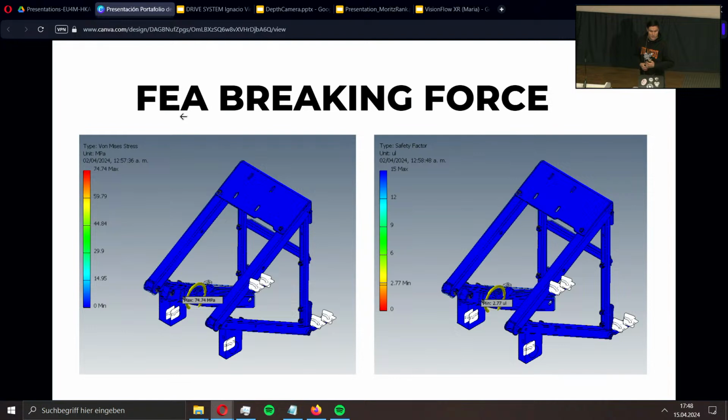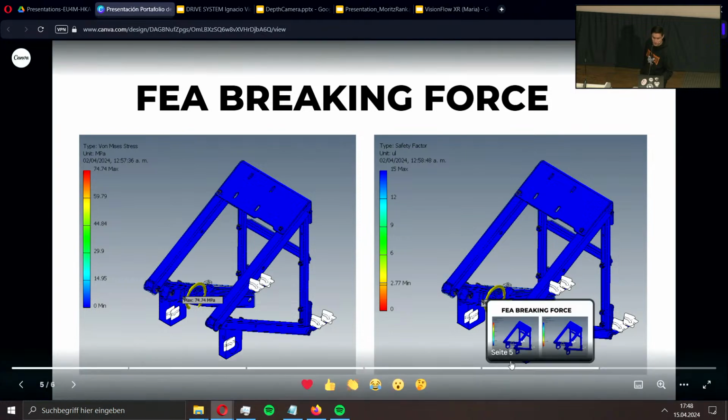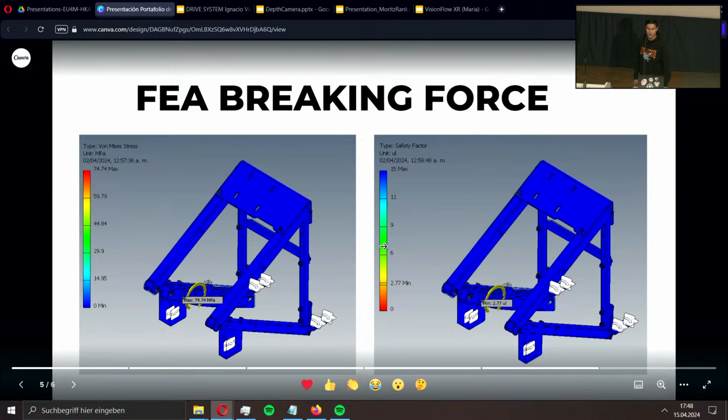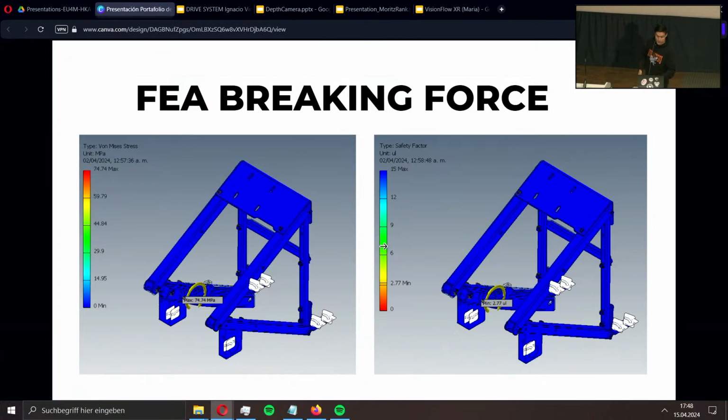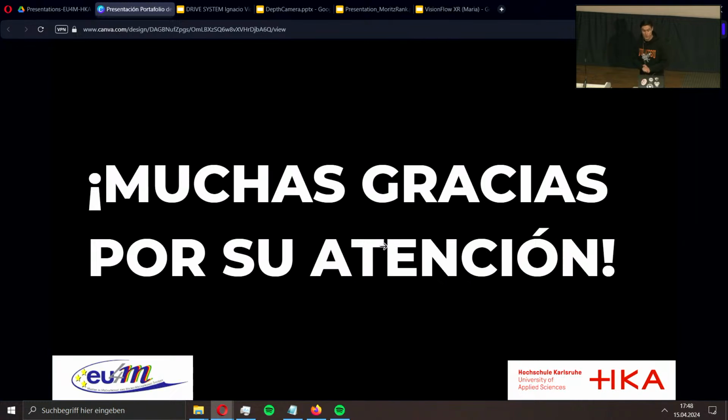The maximum stress was around 75 megapascals, and the plastic deformation of steel starts at 210. So that gives us a minimum safety factor of 2.77, which is acceptable in this case. We can therefore prove that the structure of the frame will bear the stresses. And that's pretty much it. Thank you for your attention.